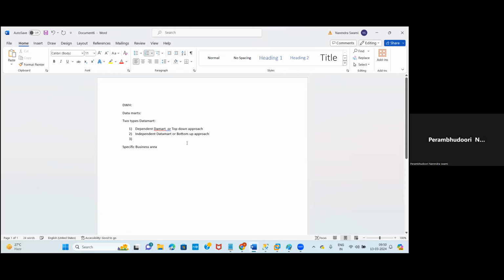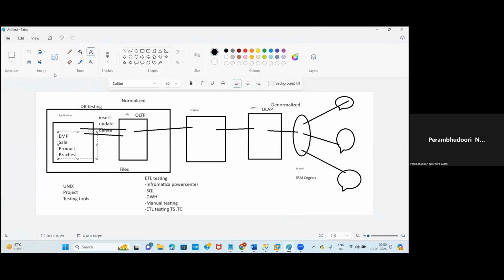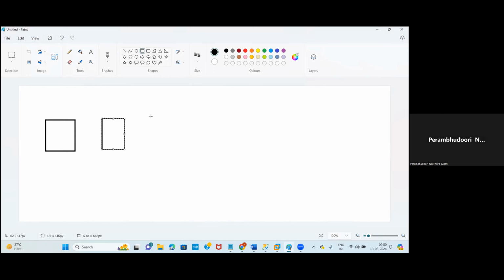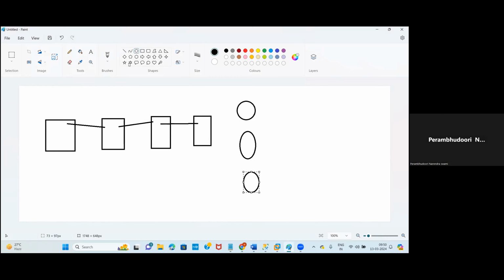So why is it a top-down approach and why is it a bottom-up approach? Just now, as we know, we load the data from the source application to the database, from the database to the staging area, and from the staging area to the data warehouse. Once data is loaded into the data warehouse, we divide this data into different data marts. We load the data into the different data marts. These are known as dependent data marts. This is also known as a bottom-up approach.